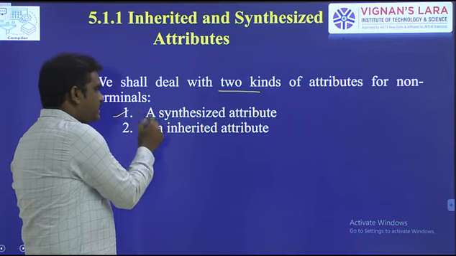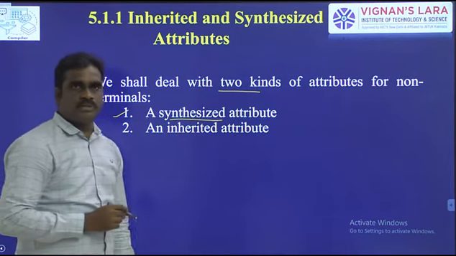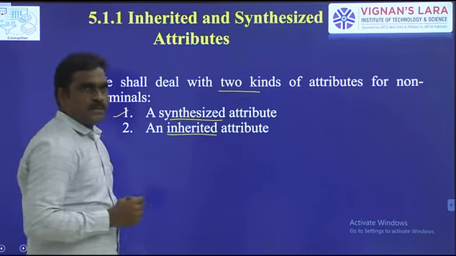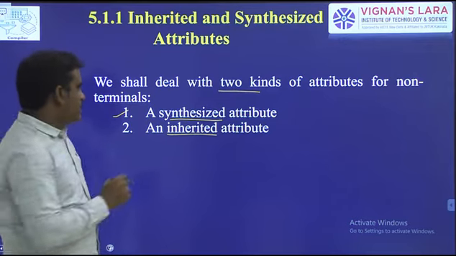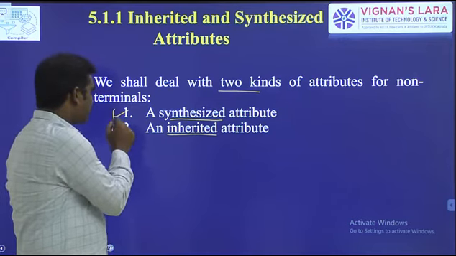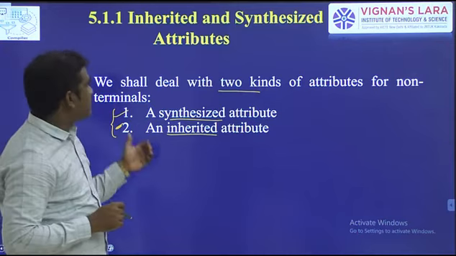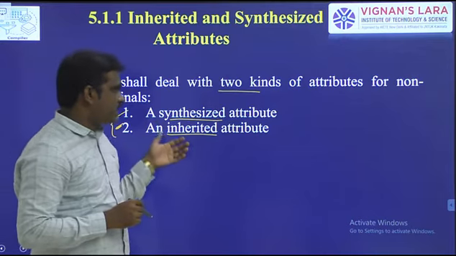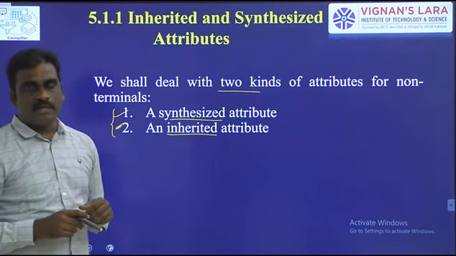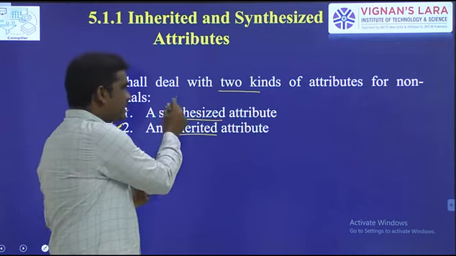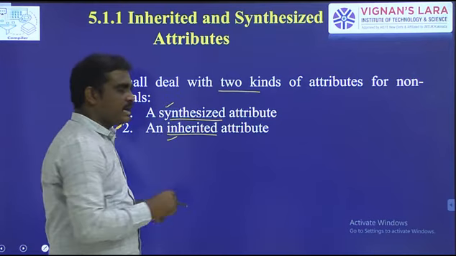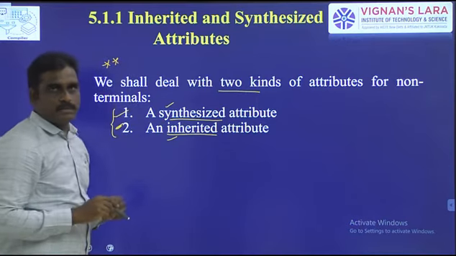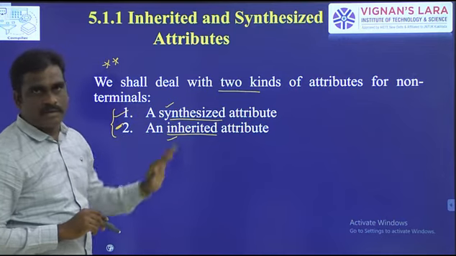The first one is the synthesized attribute, and the second one is the inherited attribute. These two are very, very important. In the previous question papers they asked to explain the different types of attributes, so you have to write synthesized attribute and inherited attribute. Sometimes they may ask only synthesized attribute or only inherited attribute. From an examination point of view, it is a very important question: explain about the types of attributes.